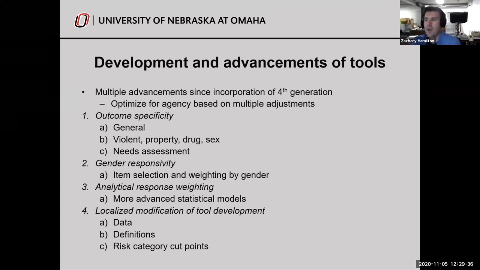The first is looking at how that particular agency wants to specify their outcome. That is, what do they want to predict? Typically, there's a general recidivism, any recidivism, whether or not that's a charge or a conviction, whether or not it's a felony or misdemeanor or both. All of those definitional changes between the agency and the developmental site in which the tool was created create variations in predictive accuracy.